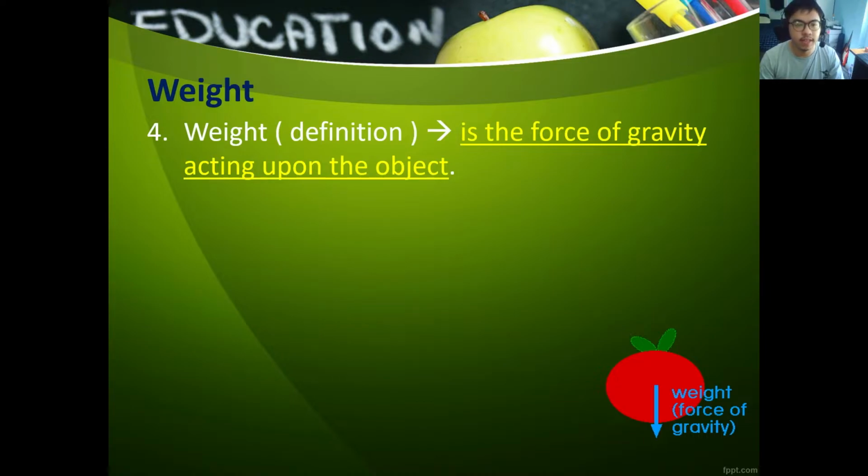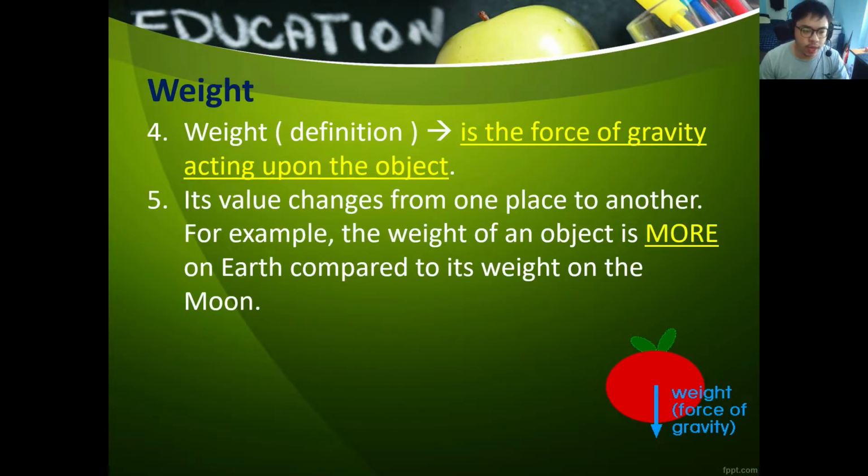I know in everyday English language, we use the word weight to describe the heaviness of an object. For example, someone might ask, what is your weight? And then you reply, your weight is 70 kilograms. In everyday English, yes, we use weight to mean the heaviness of the object. But in physics, weight is the force of gravity acting upon the object, whereas mass is the quantity that we use to describe the heaviness of an object. And for weight, the value changes from one place to another. For example, the weight of an object is more on Earth compared to its weight on the moon. And you will see what I mean by this when we do the example later.